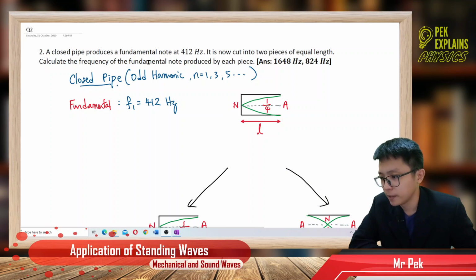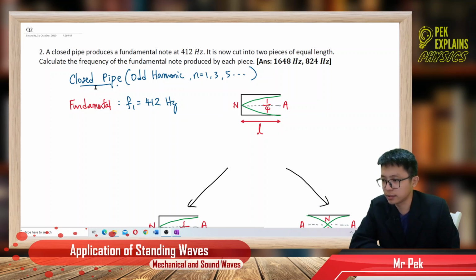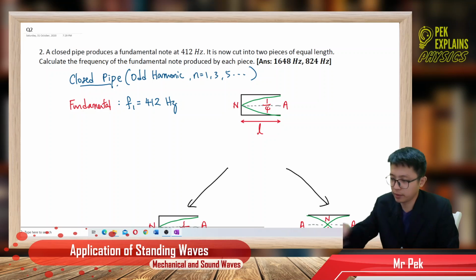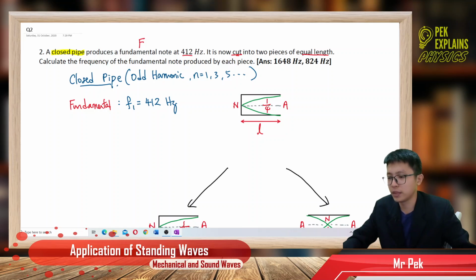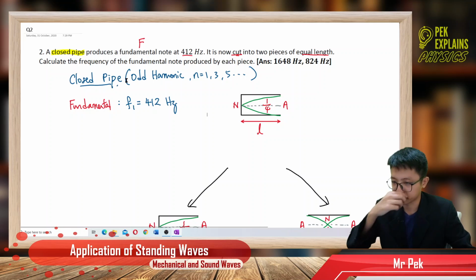Okay, first of all, it starts with a closed pipe. It's a closed pipe producing a fundamental mode, and this is the fundamental mode frequency. Then it is cut into two pieces of equal length. Calculate the frequency of the fundamental note. Okay, let us start with drawing the diagram. I always draw the diagram.